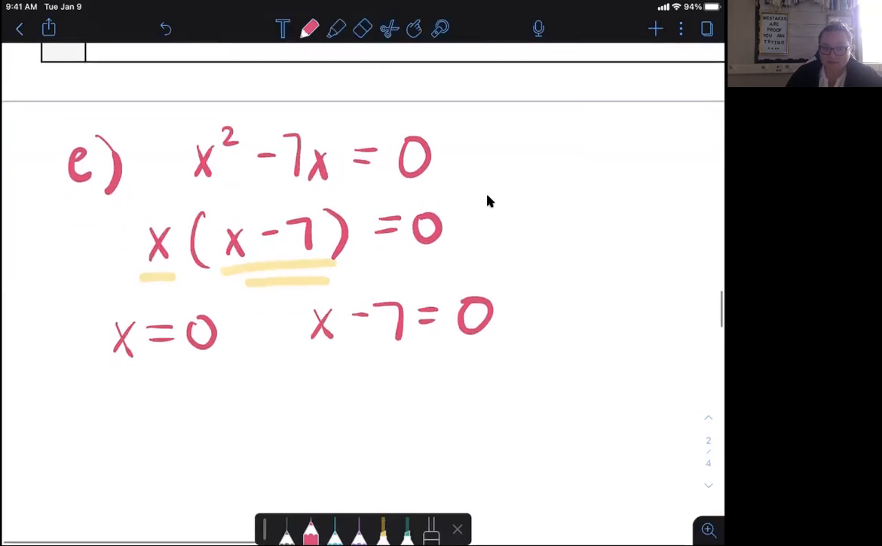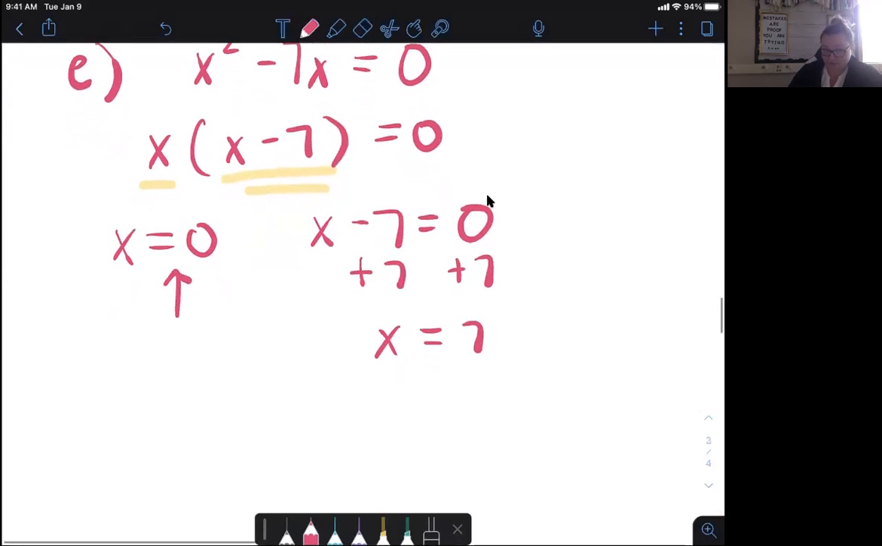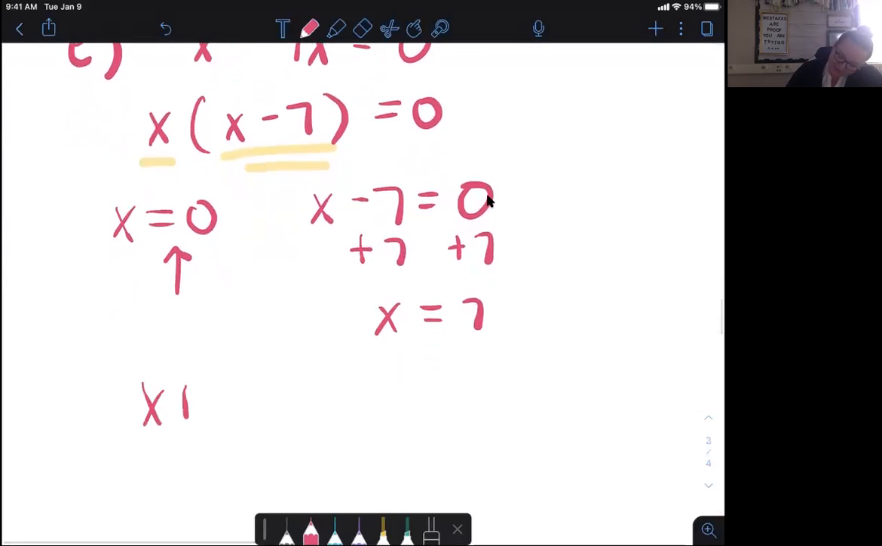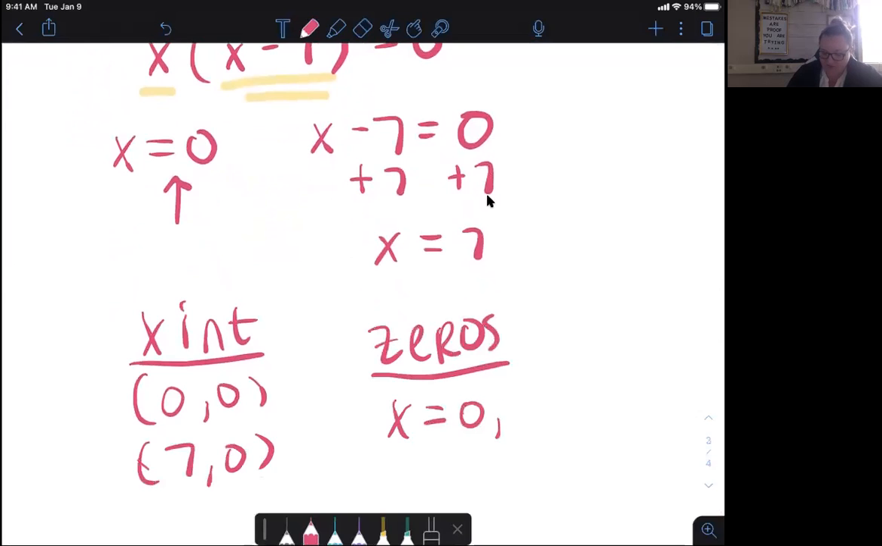What this means, though, is that you have an x-intercept at x equals 0. There's nothing to solve here. x is already equal to 0. But you have to include that as a solution. That means that you have an x-intercept at (0, 0), and (7, 0). And then your zeros are x equals 0 and 7.